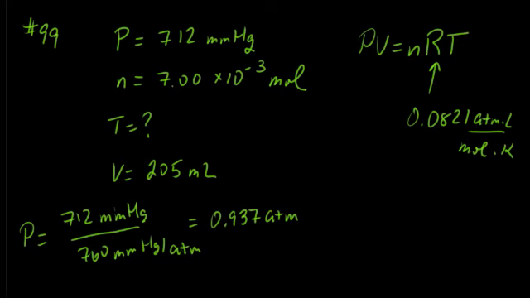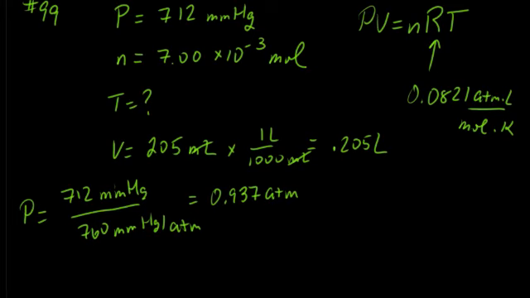Volume we have here in milliliters, but we're going to need it in liters. Well, a milliliter is just 1/1000th of a liter. So 1 liter is 1,000 milliliters. Milliliters will cancel, so 205 divided by 1,000 is going to be 0.205 liters. All right, so we've got atmospheres, liters, moles, Kelvin. I think we're done. Let me scroll down just a little bit so we don't lose any of the information we have here.